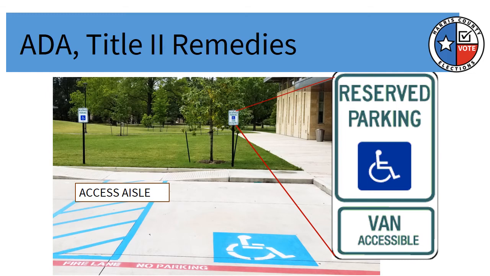At least one van accessible space must be provided at each vote center location. A van accessible parking space means a designated accessible parking space with an adjacent access aisle. A sign must be posted at the head of the space that includes the international symbol of accessibility and the words van accessible. The parking space must have no obstructions.